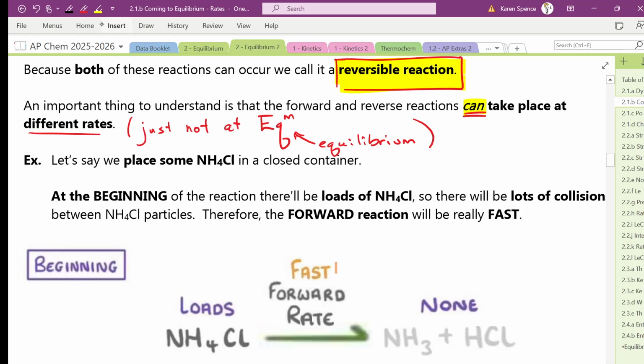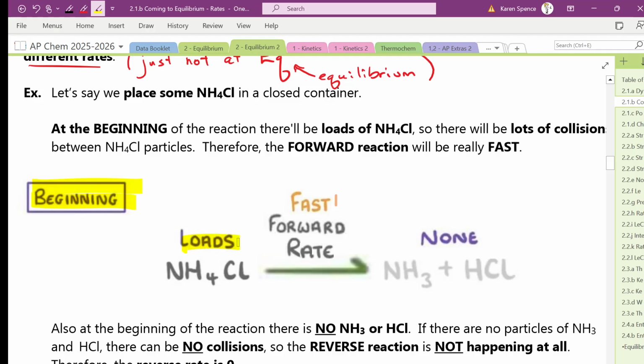Let's say we place some NH4Cl in a closed container. At the beginning, so here's the beginning, we have loads of this, tons. How much of the product do we have at the beginning? We have none, okay? None. So our forward rate is fast.